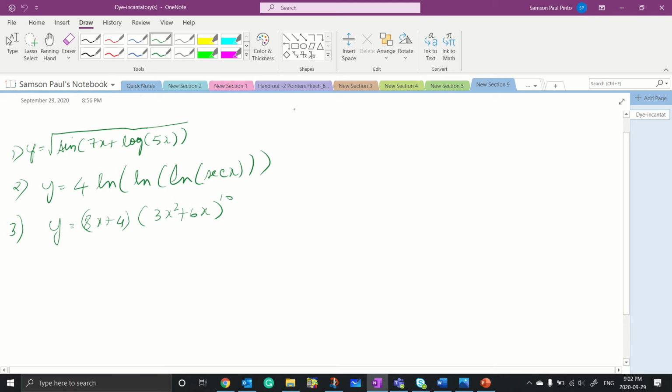As promised in the last video, I'm going to solve chain rule for complex functions. Complex functions in the sense of functions, not complex numbers, not numbers which are complex in nature. They're still real numbers, but functions which have more than two functions. We'll solve three examples, and in the last example I will also tell you how to use the product rule in the complex functions.